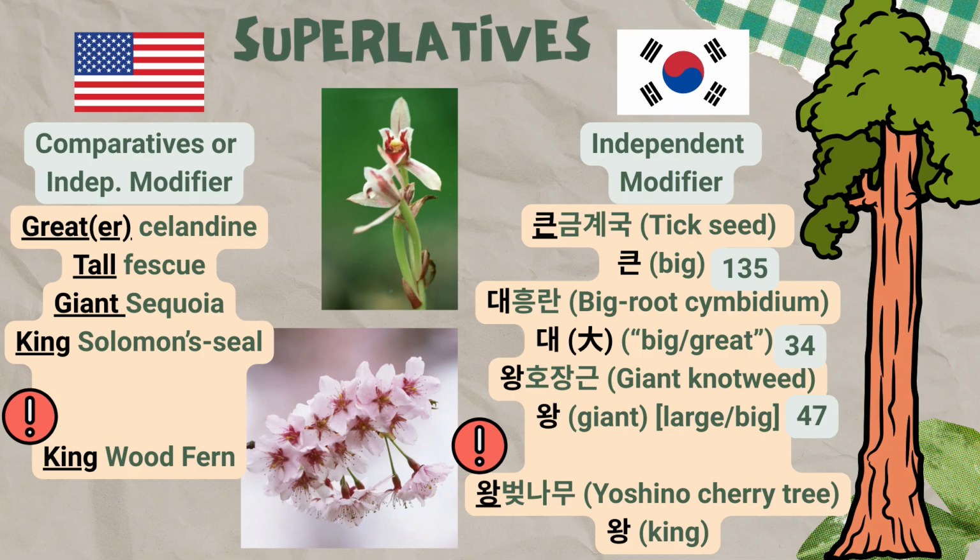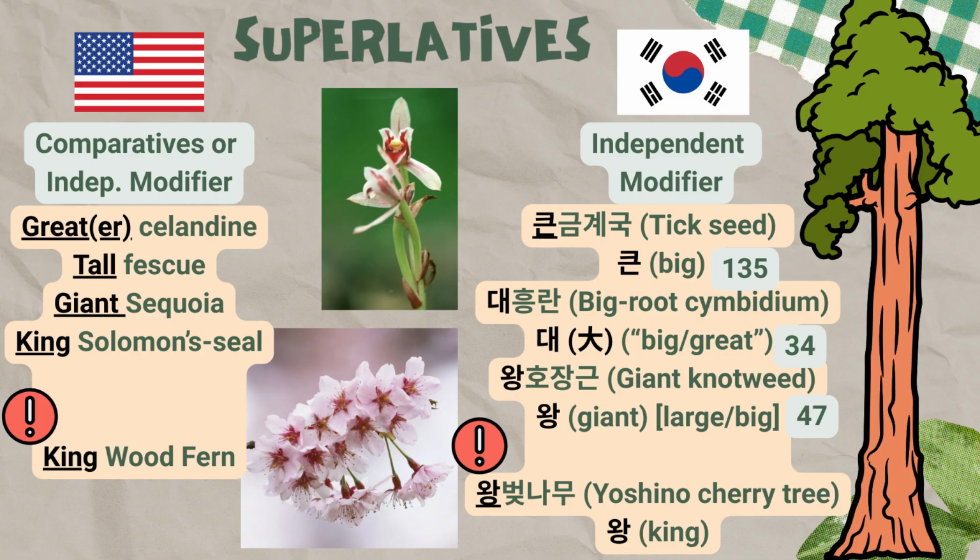Another difference is the use of superlatives. In English common names, superlatives are used in a comparative sense with suffixes like -er and -est, like greater celandine, or they can be used as independent modifiers with standalone superlatives like tall or giant, as seen in tall fescue and giant sequoia. Whereas Korean superlatives are almost always used as independent modifiers and never really in comparison. Kungum kokuk tikseed and taehongrang, big root cymbidium.